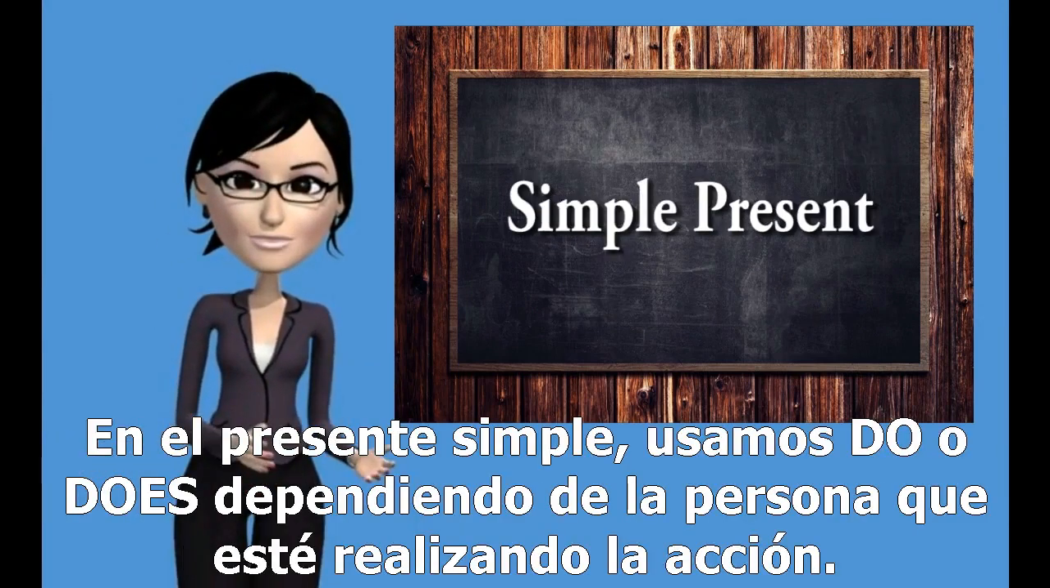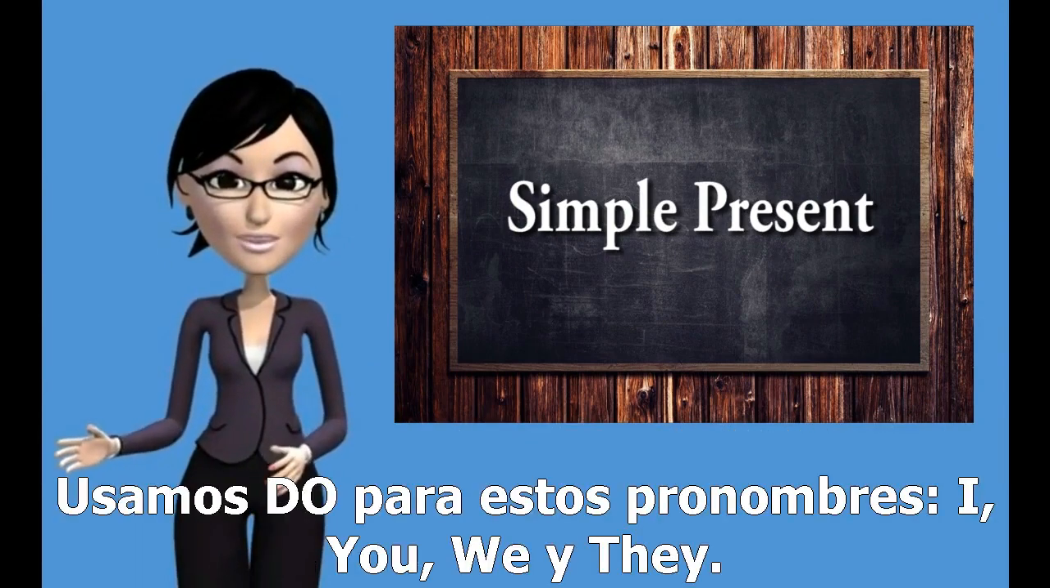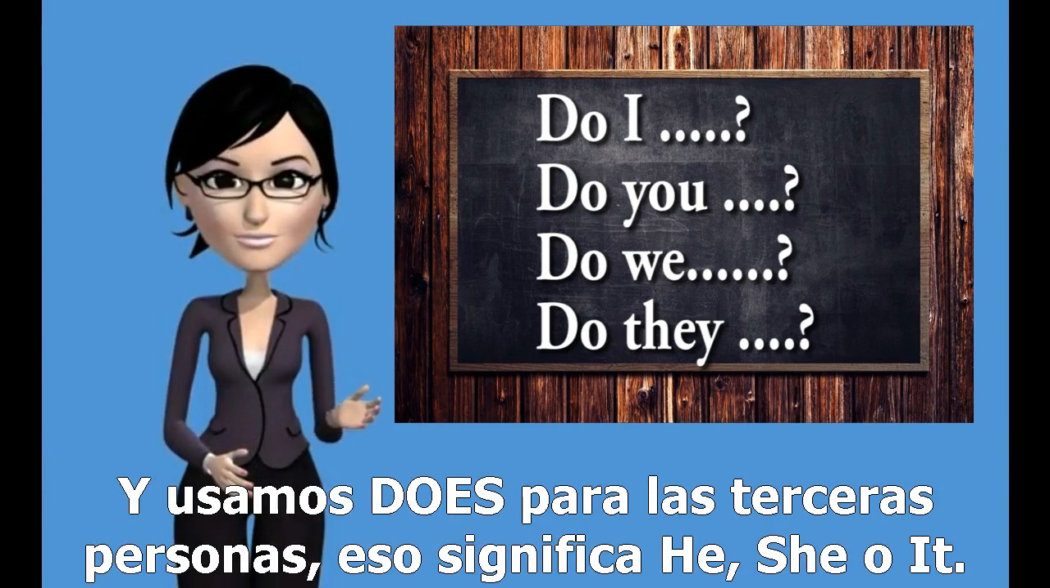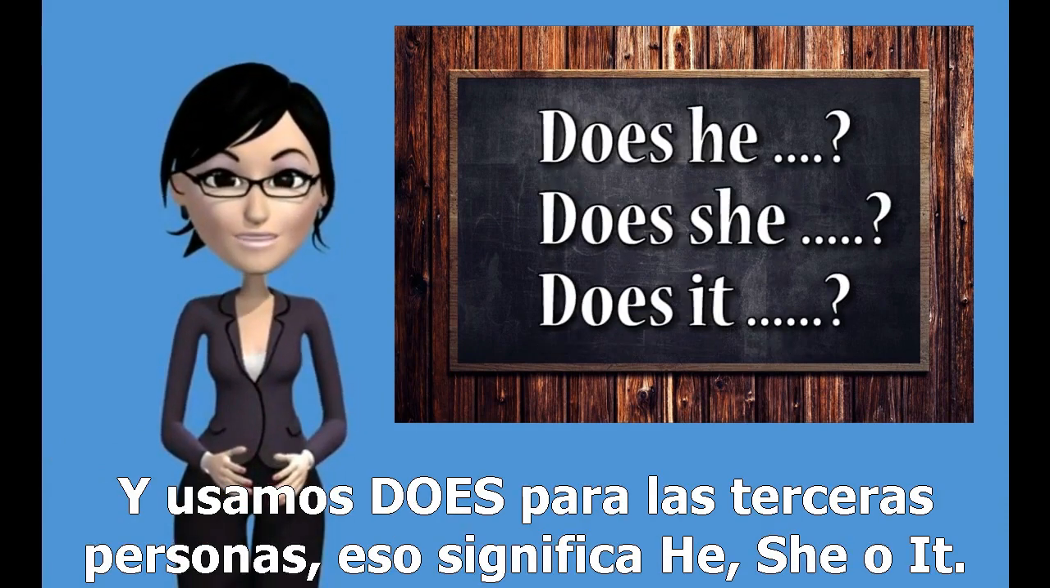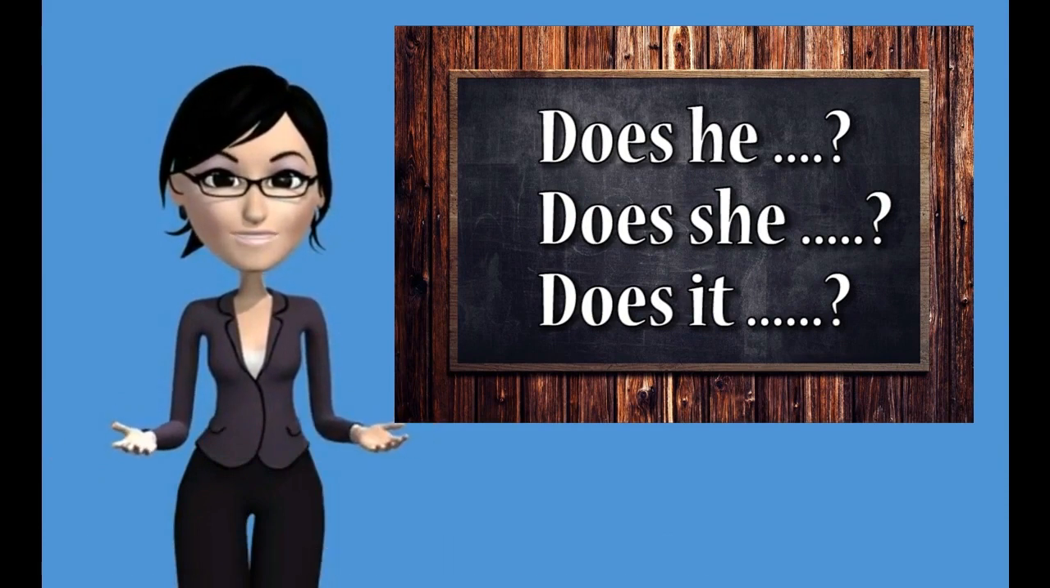In the simple present form, we use do or does depending on the person who's doing the action. We use do for these pronouns: I, you, we, and they. And we use does for the third person, that means he, she, or it. Let's take a look at these examples.